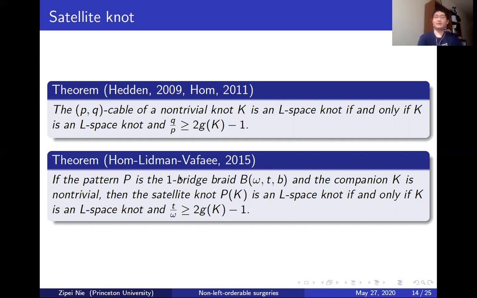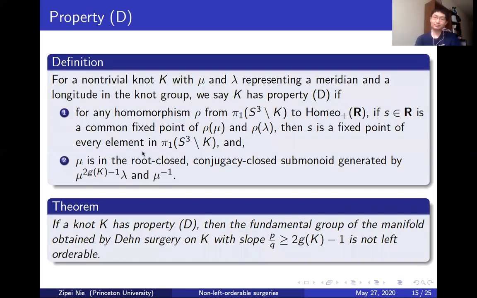If p over w is greater than or equal to 2g minus 1, and the companion K is an L-space knot, then the satellite knot is an L-space knot. Otherwise, it is not an L-space knot. Now we are going to prove the non-left-orderability for dense surgeries on iterated one-bridge braids.